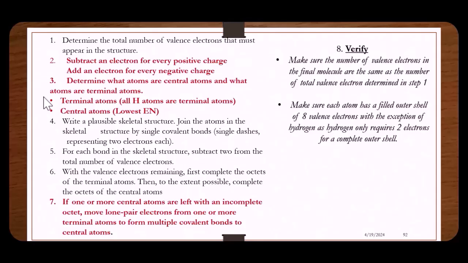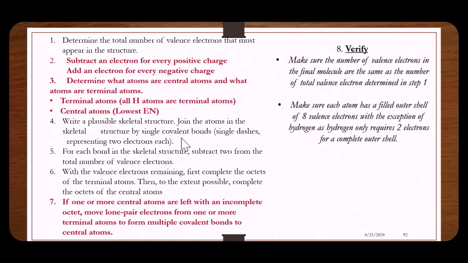The 8th and most important step is to verify. Make sure the number of valence electrons in the final molecule is the same as the total number of valence electrons determined in step 1. After that, make sure that each atom has a filled outer shell of 8 valence electrons, with the exception of hydrogen, as hydrogen only requires 2 electrons to complete the outer shell.